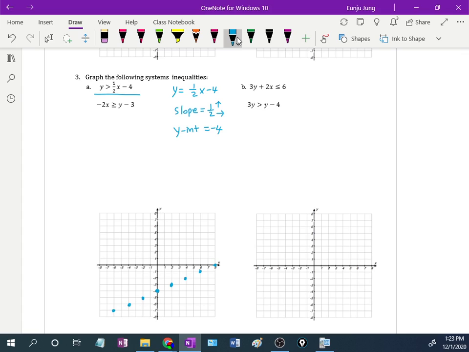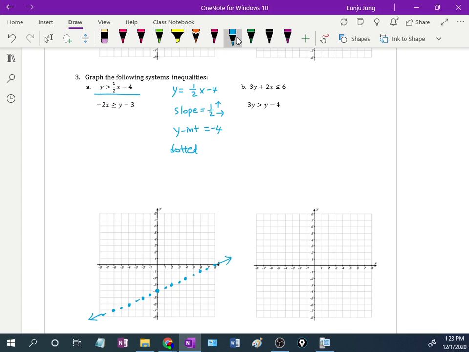Do I use a solid line or a dashed line? Let's check the inequality notation. That is greater than. There is no equal sign below it, so we will use a dotted or dashed line. So let's use a dotted line. Okay, so this is a dotted line. At the end, let me draw the line with two arrowheads.